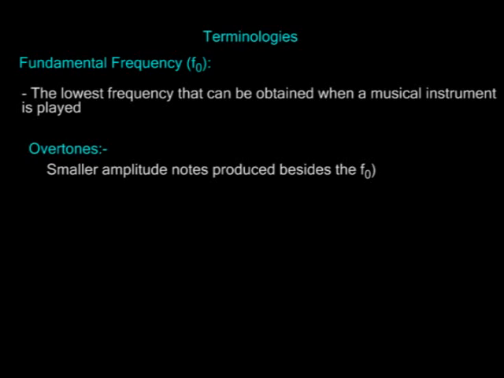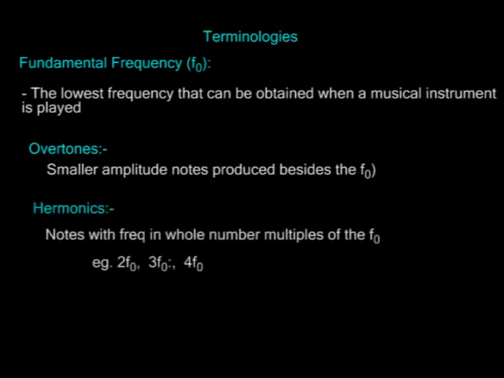Sound from a tuning fork is said to be pure because it has no overtones, and that is why a tuning fork is used to tune other musical instruments. The first, second, and third higher frequencies above the fundamental note are called the first, second, and third overtones respectively.